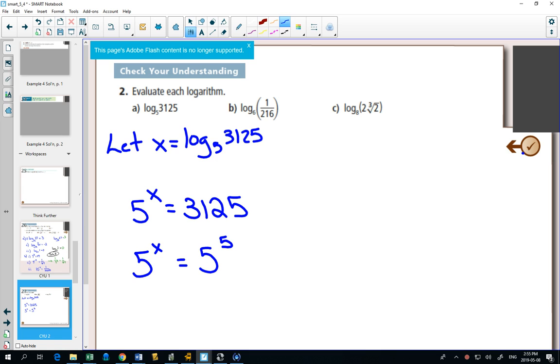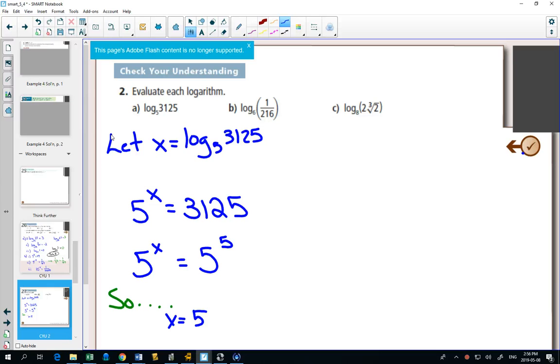Do you remember this step? So, what's x? 5. I mean, if you can write them with the same base, then x would equal 5. So if you're really good at these, you could just say, okay, I know that logs solve for exponents. 5 to what exponent is 3,125? And if you recognize that as 5, you could have just said equals 5 right underneath, and you'd be done.